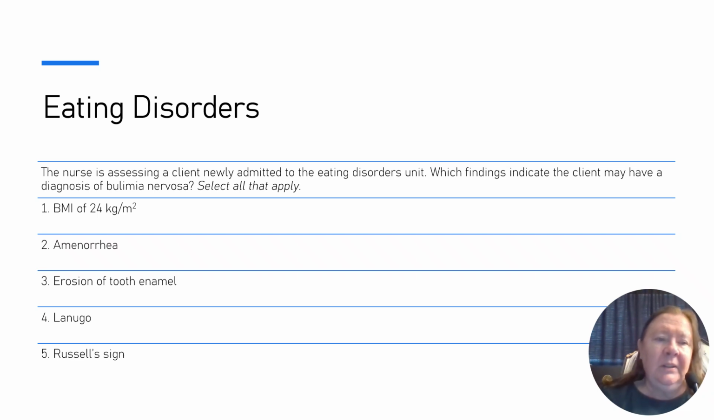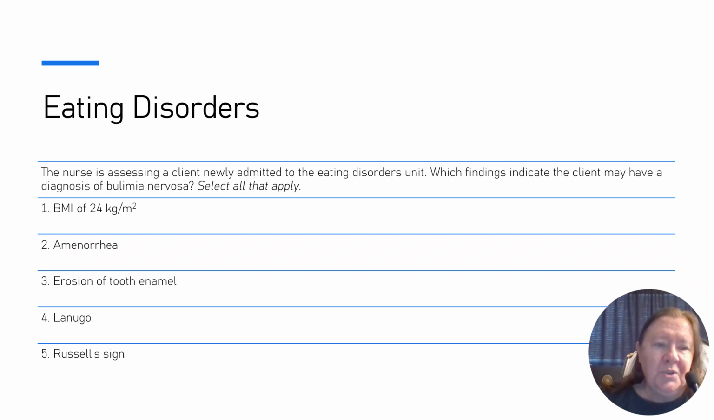The person with bulimia is going to have a BMI closer to normal because they are ingesting some calories, some fats and carbohydrates before they have a chance to vomit. Number 2, amenorrhea. That is not correct. That is a sign of anorexia. A person with anorexia is going to lose so much body fat that their menstrual cycle will stop.